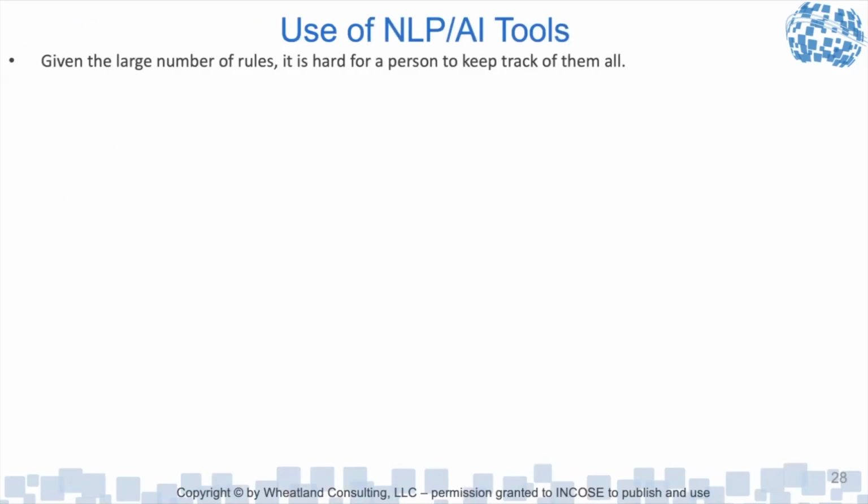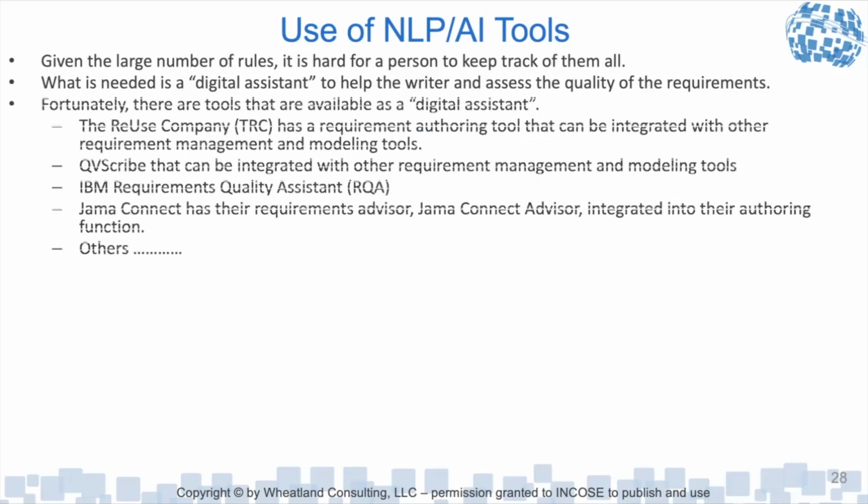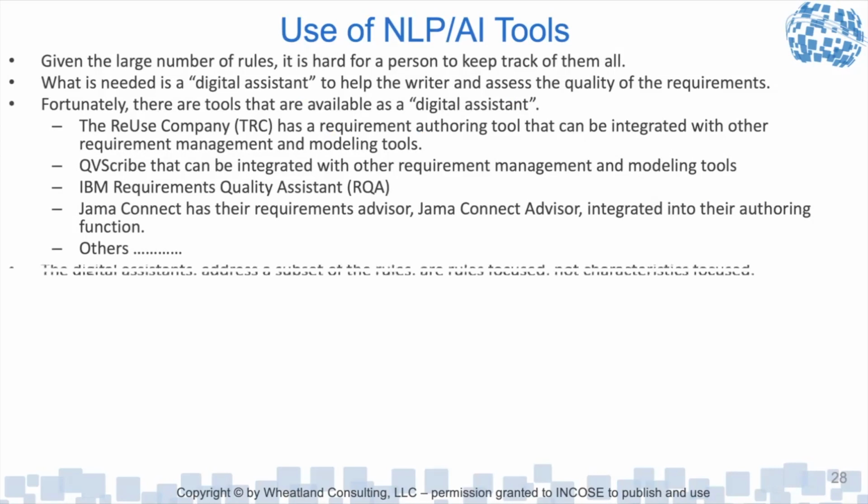Given the large number of rules, it's hard for a person to keep track of them all. What's needed is some type of digital assistant to help the writer assess the quality of the requirements and keep track of all those rules. Fortunately, there are tools available as a digital assistant: The Reuse Company, QB Scribe, IBM Requirements Quality Assistant, Gemma Connect Advisor, and there are others. If you have access to one of the digital assistants, they can be a great aid in helping identify many of these defects. Digital assistants address a subset of the rules and are very rules focused, not characteristics focused.